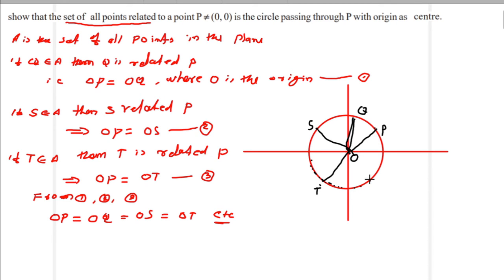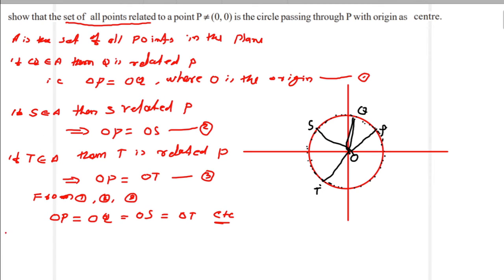All points related to P form a circle passing through P. All these points Q, S, T, etcetera, the infinitely many points, make one circle, and that circle is at a fixed distance from the fixed point. This fixed point is the center, the origin. This way we can write, hence, the set of all points in the plane.